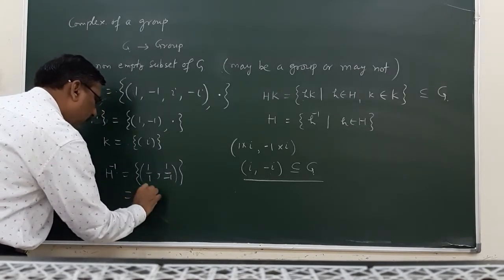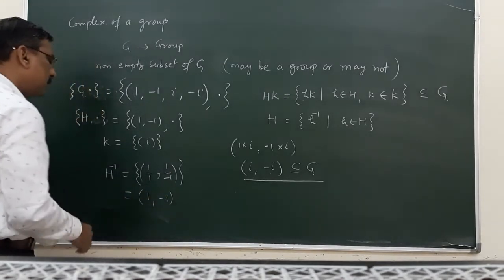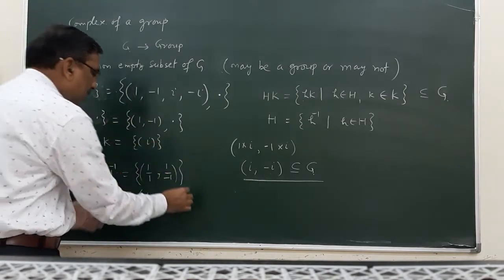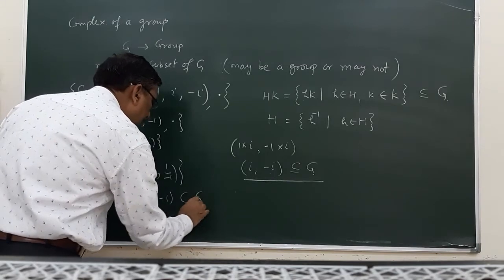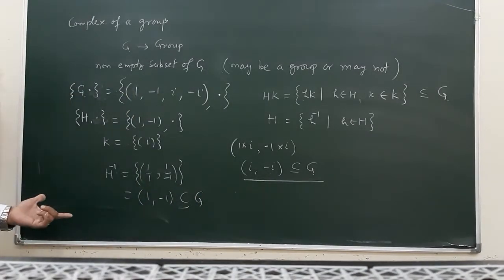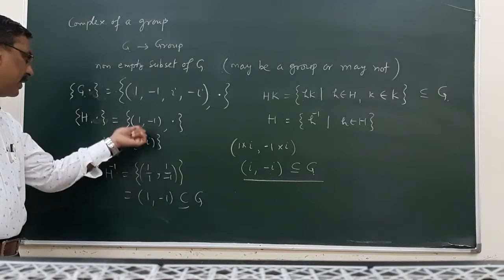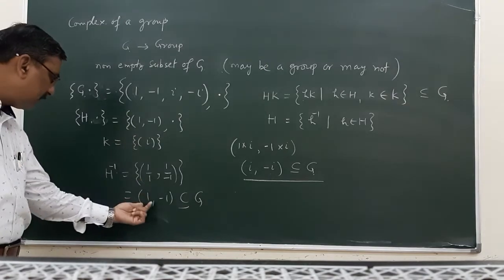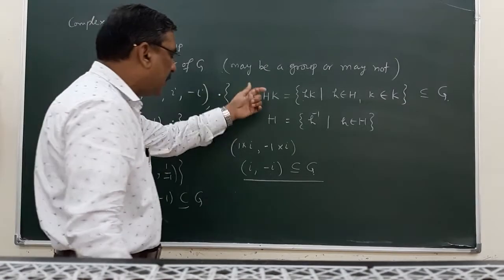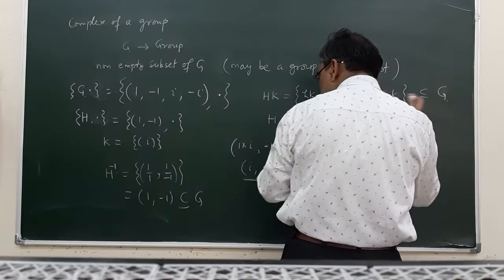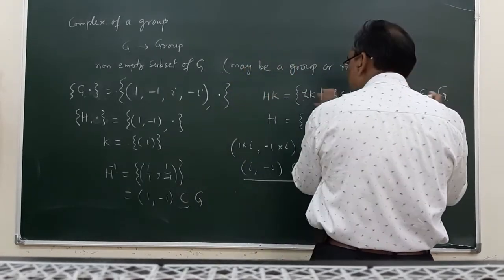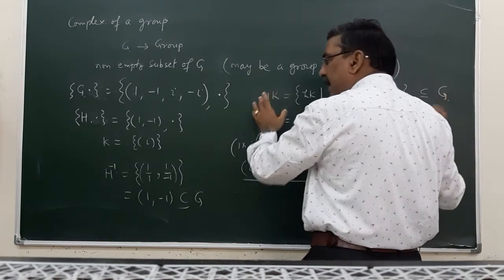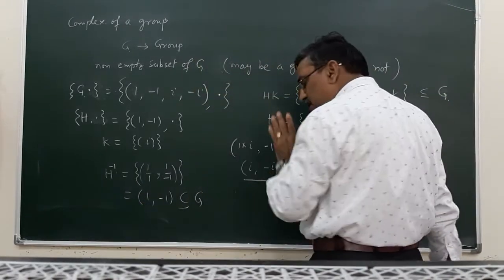That is 1 and minus 1. This is your H inverse. And we know H inverse is a subset of G again. So we can find H inverse in this way, HK in this way, and we know that these two complexes are subsets of this. HK is again a complex and it is a subset of G, and H inverse is a subset of G.